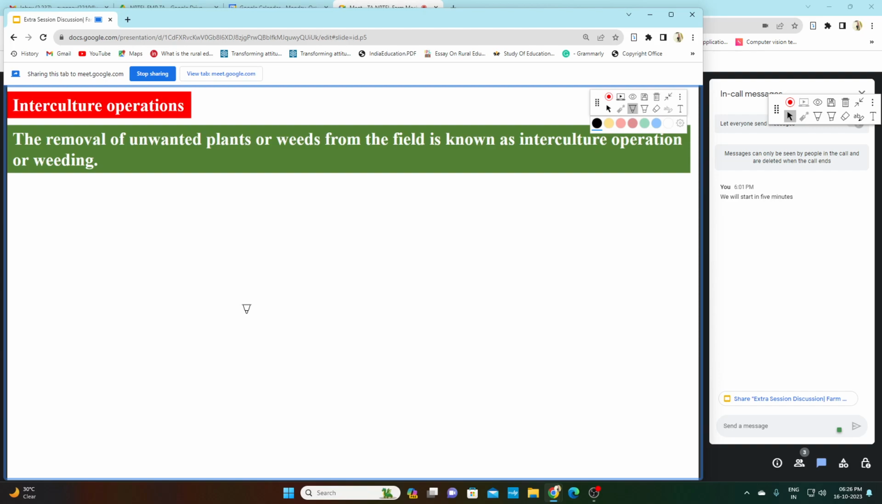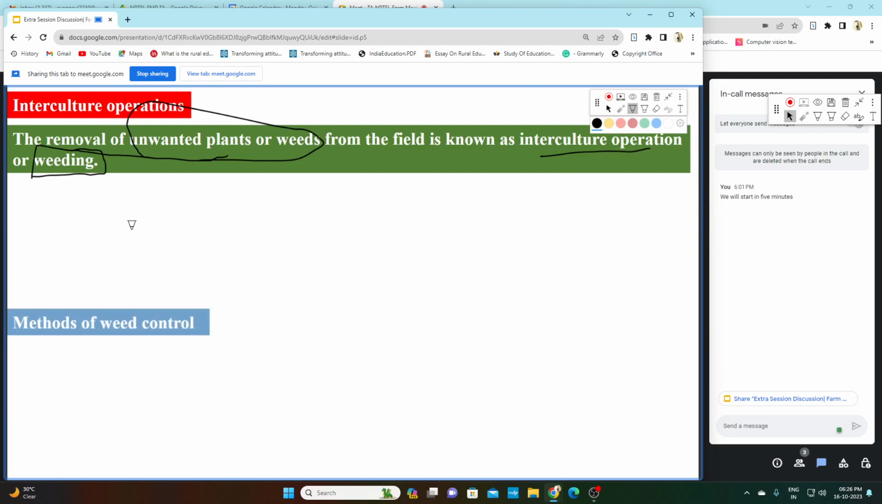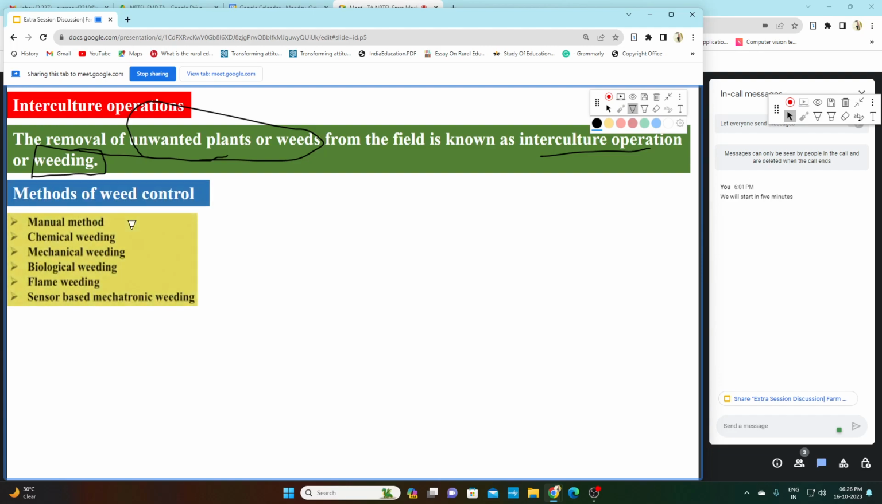Okay, so what is this intercultural operation? Intercultural operation is the removal of such unwanted plants, known as weeds, from the field. This operation is known as intercultural operation, or popularly we can call it weeding, because we are removing the weeds. This is the third farm machinery operation.